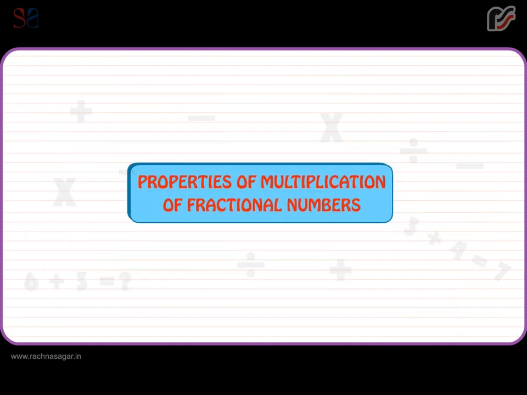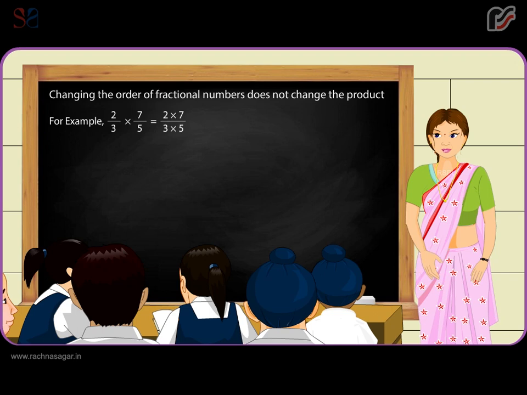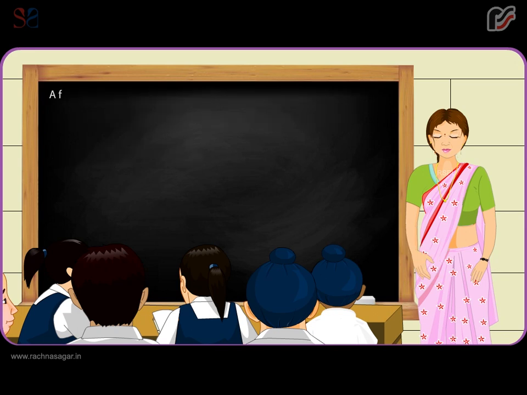Properties of multiplication of fractional numbers. Changing the order of fractional numbers does not change the product. For example, 2/3 multiplied by 7/5 is equal to 2 multiplied by 7 whole divided by 3 multiplied by 5, which is equal to 14/15, and 7/5 multiplied by 2/3 is equal to 7 multiplied by 2 whole divided by 5 multiplied by 3, which is equal to 14/15. This means 2/3 multiplied by 7/5 is equal to 7/5 multiplied by 2/3. A fraction multiplied by 1 is the fraction itself.